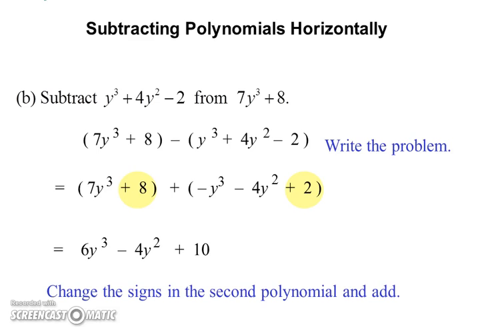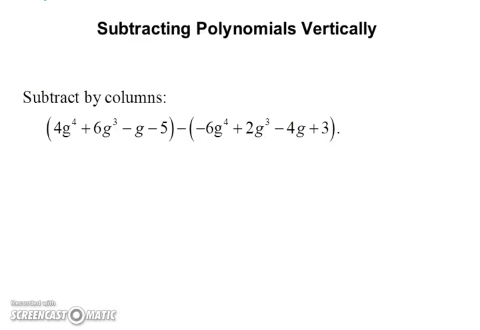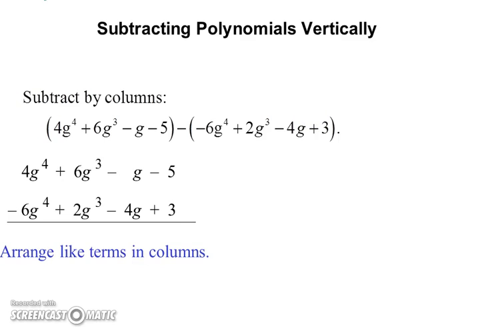Okay, we've done two examples involving polynomial subtraction using the horizontal method. Now let's do one using the vertical method. For the vertical method, as you might guess, what we do is we align the terms. And when we align the terms, we have to make sure we're aligning the like terms. So we arrange the terms in columns, make sure we have the largest exponents coming first on the left side, and we show the subtraction.